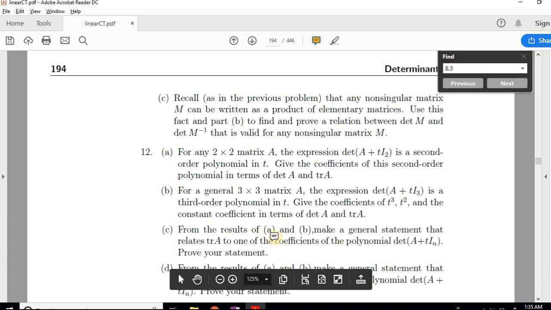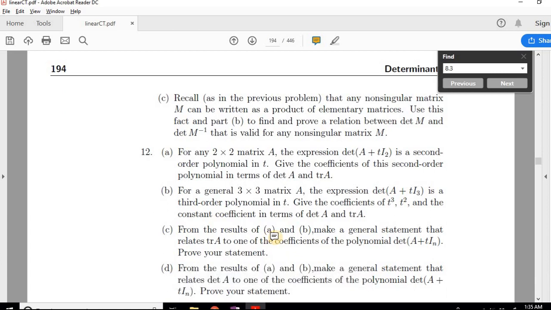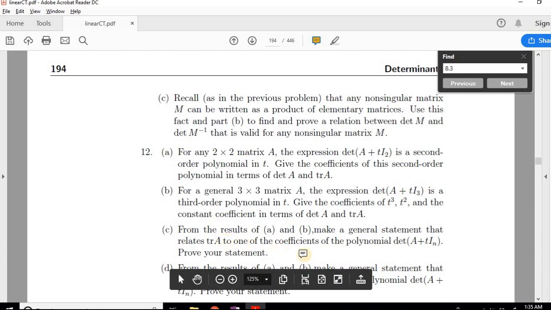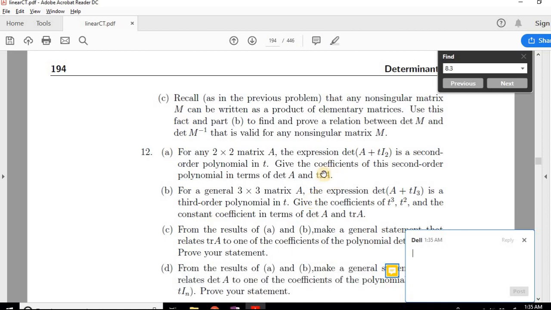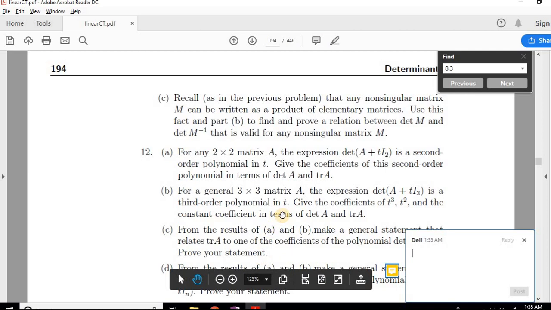And part C, make a general statement from that 2 by 2 and 3 by 3 case, see if you can see the pattern and make a general statement and prove it. And part C talks about trace, and part D talks about determinant. You find when you do A and B that trace plays a particular role, and then you also find that determinant plays a particular role, and then in parts C and D you want to look at those separately.